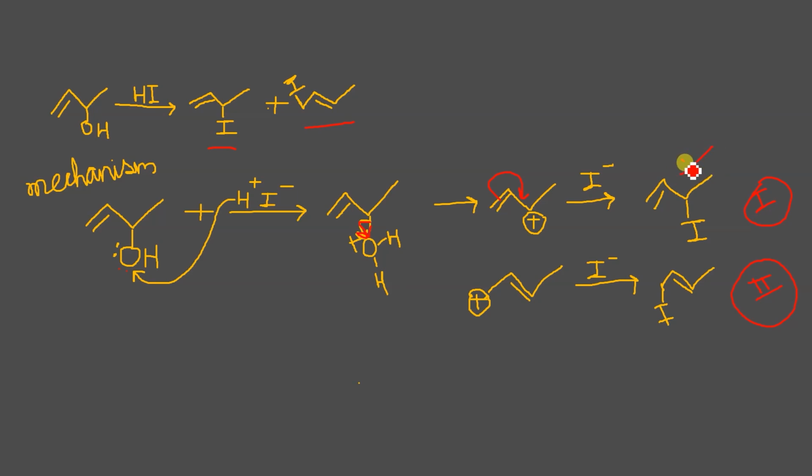Why? Because it is a secondary carbocation. A secondary carbocation will form easily, and here it is a primary carbocation. So this is more stable, and that's why it will give you the secondary iodine derivative very easily. I hope it is clear. So this is the mechanism. This was the question asked, and in JEE Mains also it was asked once.